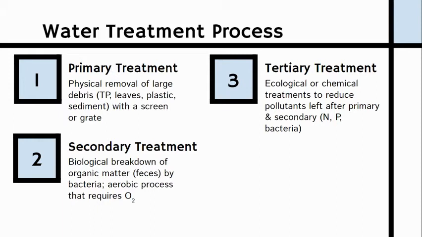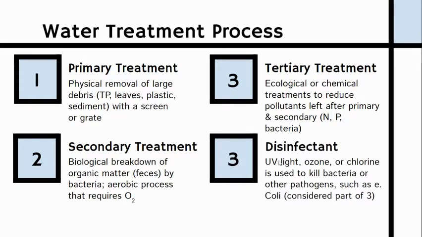So we can't release this water into our ecosystems unless we make sure that we remove solid waste, make sure we break down organic waste, make sure we remove nitrogen and phosphorus to prevent eutrophication, and any other bacteria. And then we have disinfecting, right? Any viruses or bacteria that may be present in this water, we use a UV light, ozone, or chlorine to kill bacteria or other pathogens, such as E. coli. It's really considered part of tertiary treatment.